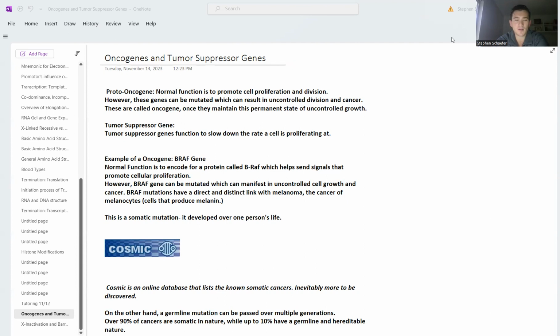So before we learn about an oncogene, let's talk about proto-oncogenes. Proto-oncogenes are going to promote normal cell proliferation and division. This is key because those proto-oncogenes are going to be influenced by a mutation. And then that mutation is going to transform a proto-oncogene into an oncogene. And if it's able to maintain this permanent state of uncontrolled growth from the mutation, it's going to be in this oncogenic state.